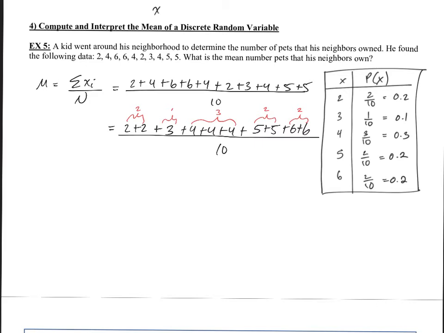Now another way to represent these is to use multiplication instead of the addition. So 2 2's is just seeing 2 two times, right? And then 1 3 is just seeing 3 one time. 3 4's is seeing 4 three times. 2 5's is seeing 5 two times. And 2 6's is seeing 6 two times. So I've replaced the addition with some multiplication and divide by 10.